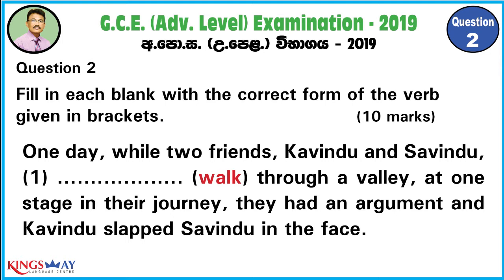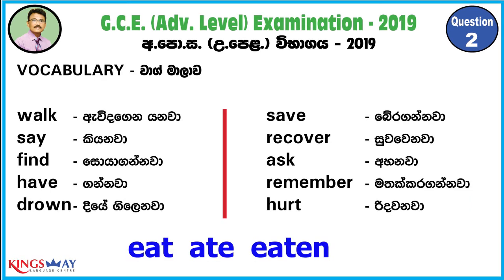Now, in this question, examiners are going to test your ability to use English verbs correctly. Everybody knows that every verb has a number of different forms. Basically there are 3 forms: present tense, past tense and past participle. For example, eat, ate and eaten. Apart from that, there are 4 more forms.